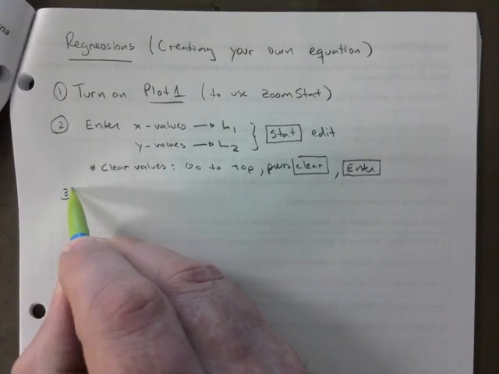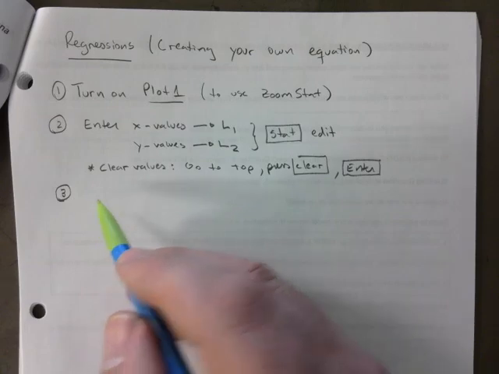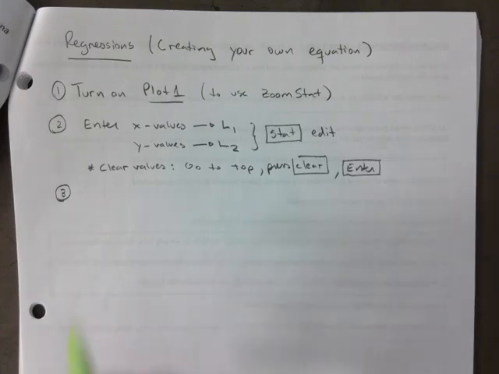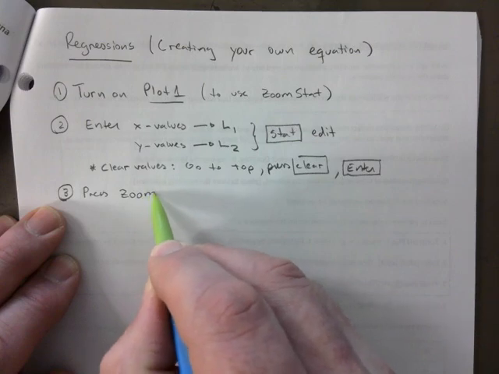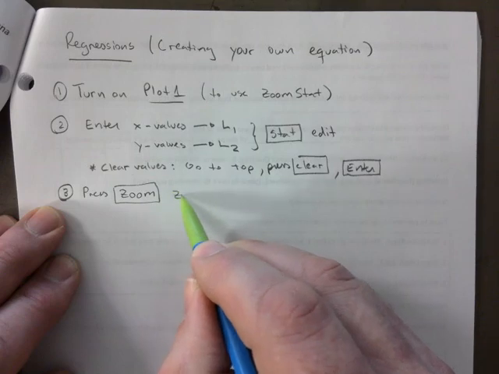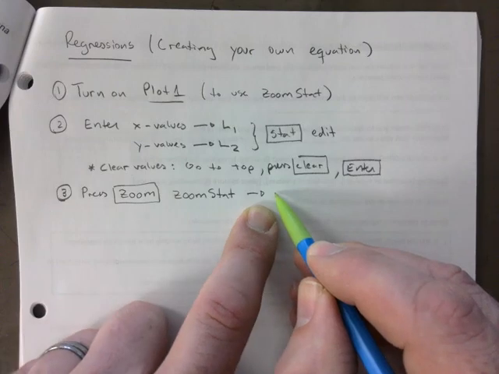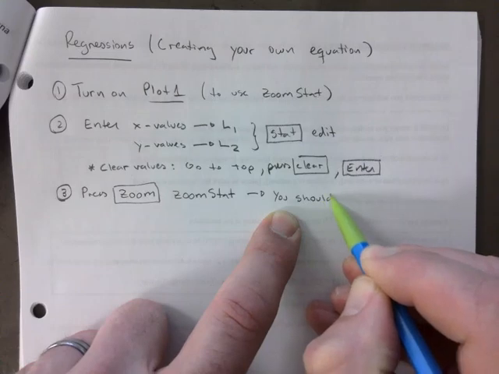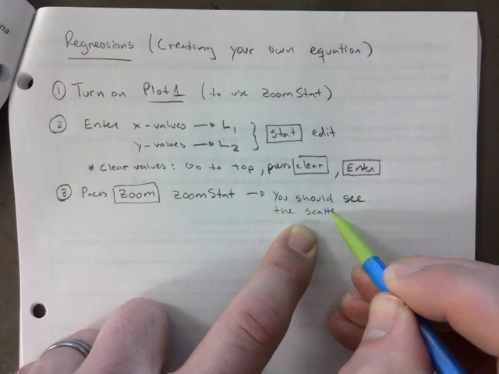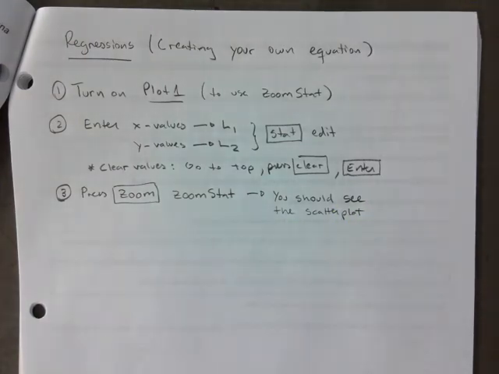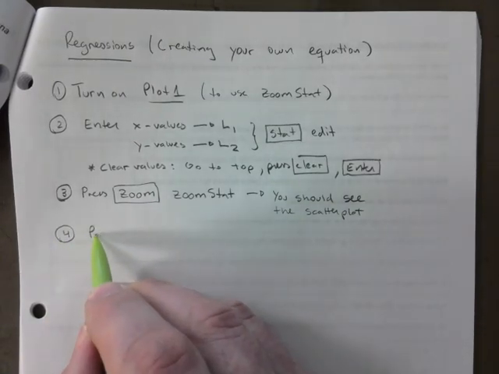Step number 3, perform regression. I wonder if I should tell you to first look at the scatter plot. I will do that. Press zoom, okay, and then select zoom stat. Okay, you should see the scatter plot. For perform regression.